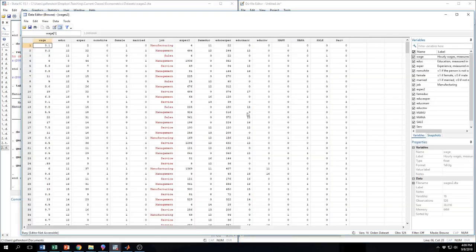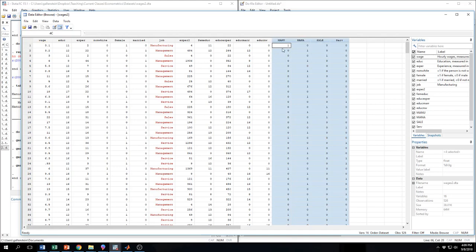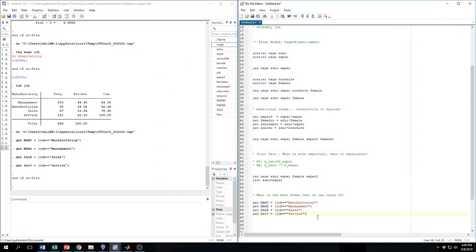All right, let's check it out. Let's look at our data set. Now we have 4 dummy variables, and we can quickly confirm it. If the person works in manufacturing, manu equals 1, 0 otherwise. If the person works in management, mana equals 1. If the person works in sales, then sales equals 1. If the person works in service, serve equals 1. Okay. So now let's include those variables in the regression. Reg, wage. Let's add those into the best model that we have.